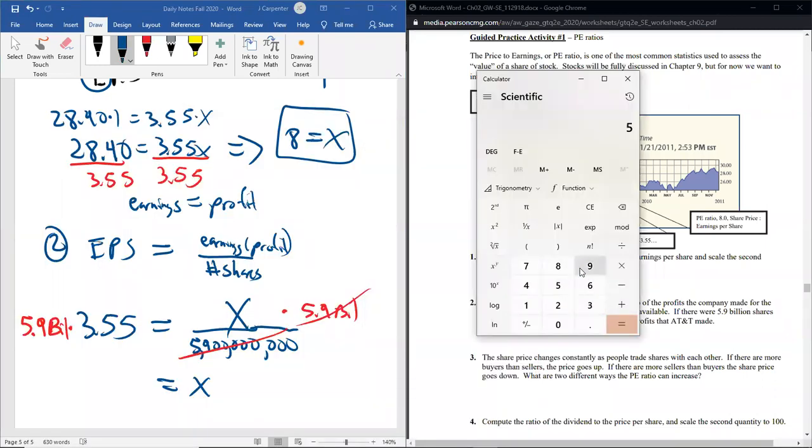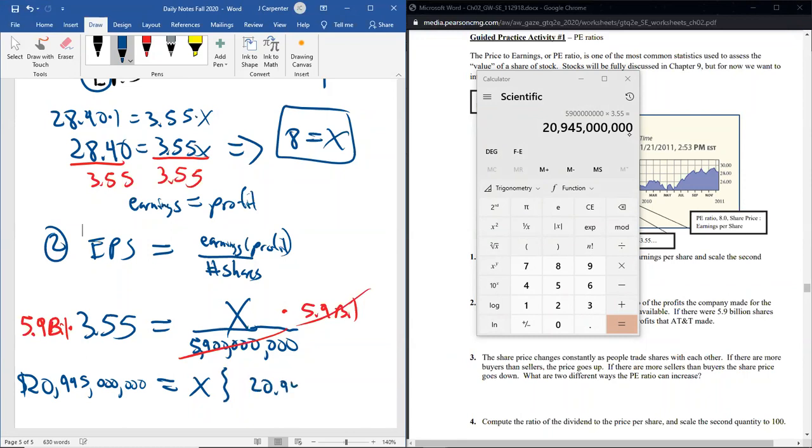So let's see, 5,900, and then 6 more. 1, 2, 3, 4, 5, 6 times the 3.55. Let's see if this gives us something not in scientific notation. Good. So we get 20.945 or 20.945 billion. So 20,945,000,000. X is a dollar amount because it's profit, so that's 20 billion, or you could say 20.945 billion.